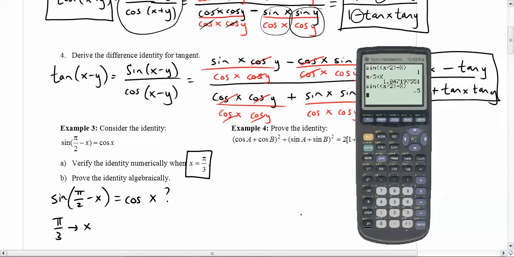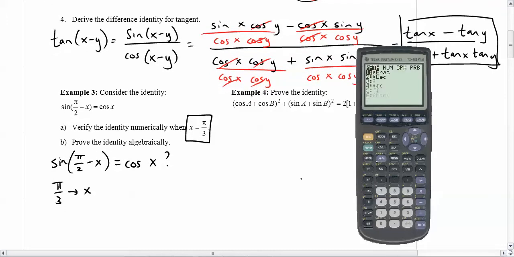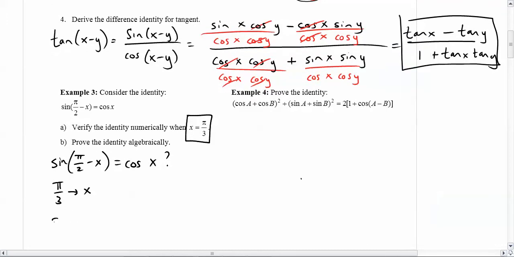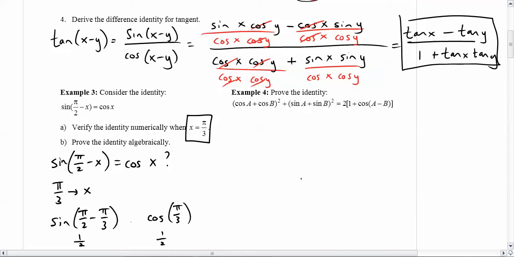So when I put in pi over 3 instead of x, then I get, change that to a fraction, 1/2. So sine of pi over 2 minus pi over 3 is 1/2. Now, is that the same as cosine of pi over 3? I still have pi over 3 as my x, so let me try cosine x. It's the same. It's also 1/2. Yay!